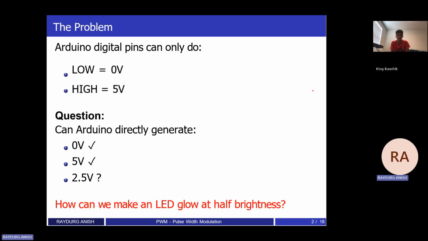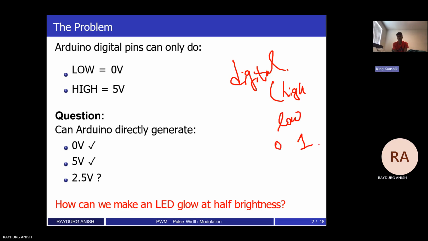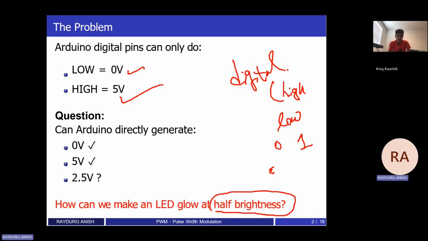So far you have dealt with digital, right? Yes. So what it does, we only give it as high or low, which is nothing but 0 or 1. So the LED will either not glow at all or glow totally. Low is 0 volts and high is 5 volts. So the question here is, how can I make the LED glow at half the brightness?